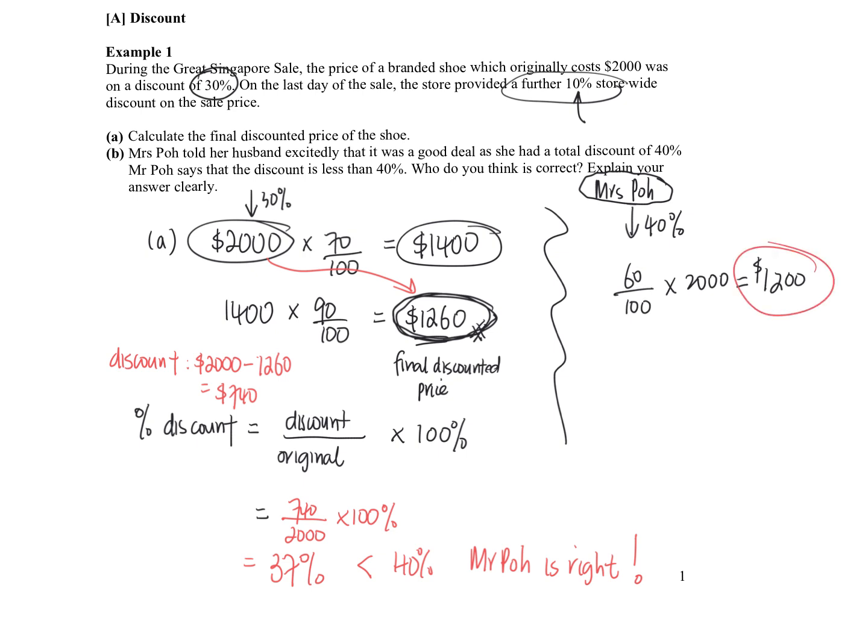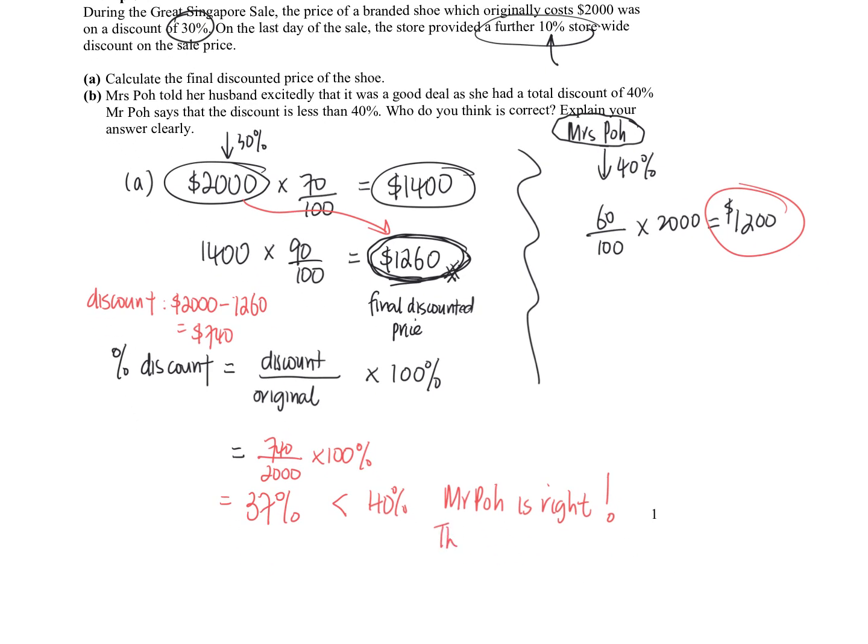Okay, 40% is 1,200, but actually you have only gotten 37% discount. Okay, the discount was only 37%.